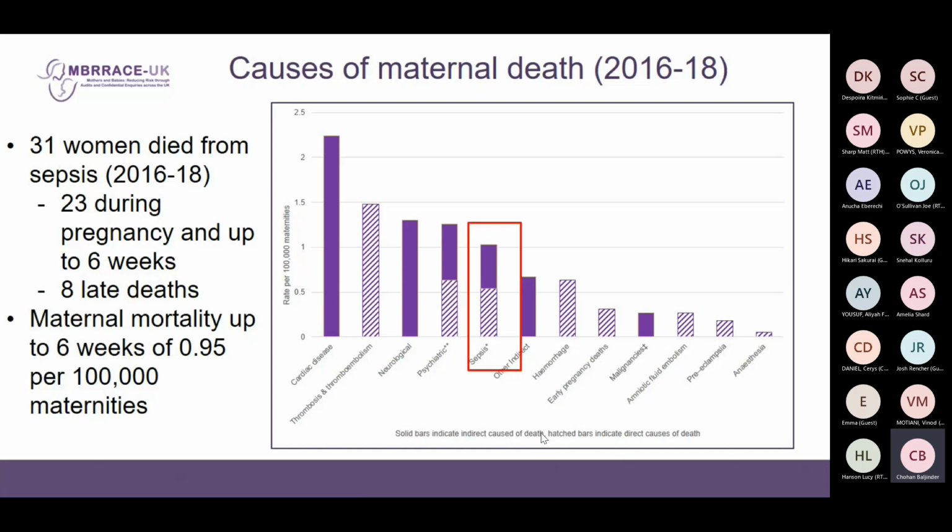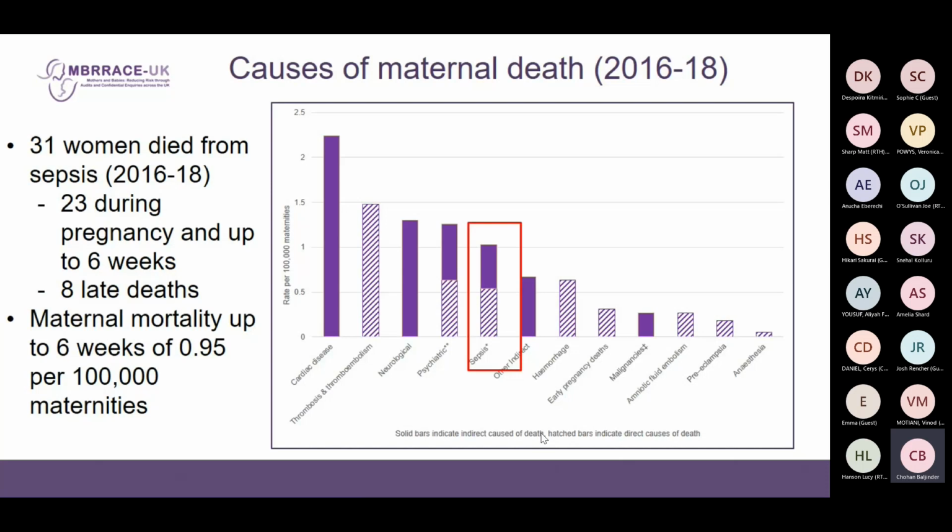And if you have a look in the period from 2016 to 18, sepsis was 1, 2, 3, 4, 5, fifth leading cause of maternal death, and 31 women died during that period, with 23 of those being pregnant or within 6 weeks of having delivered, and 8 were late deaths. So late deaths are from 6 weeks up till a year after having had baby. So a maternal mortality rate of 0.95 per 100,000 maternities.